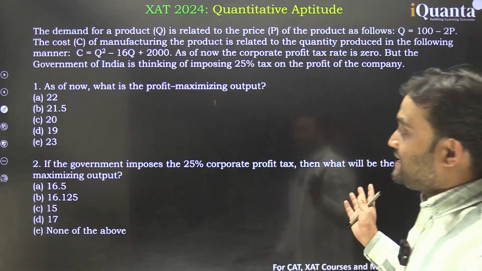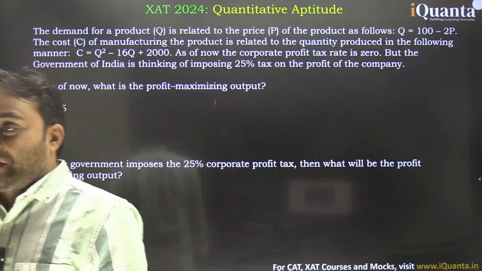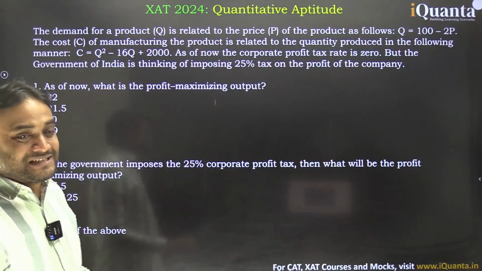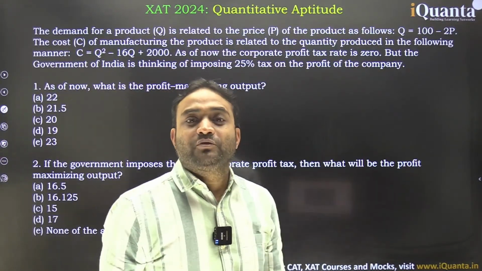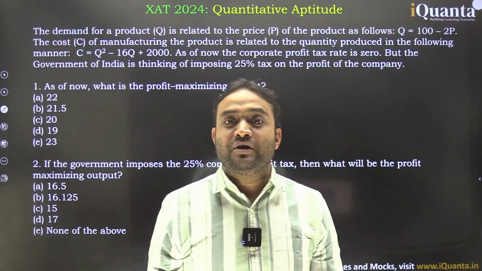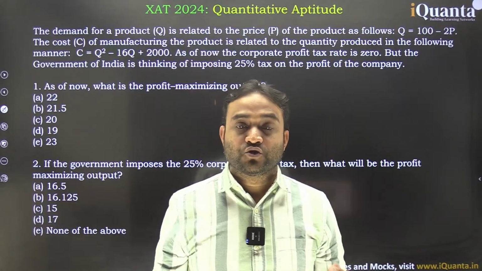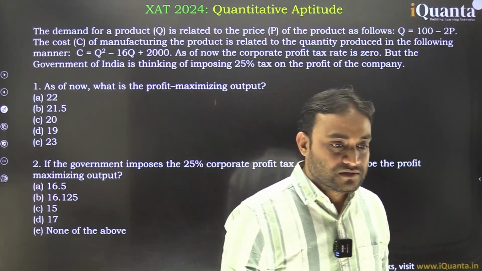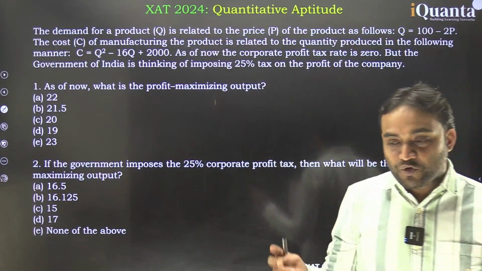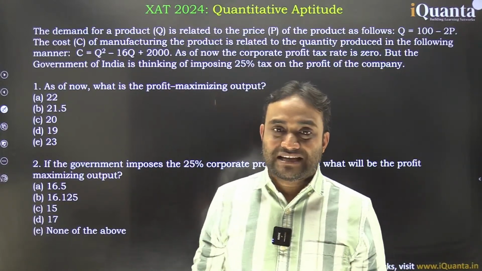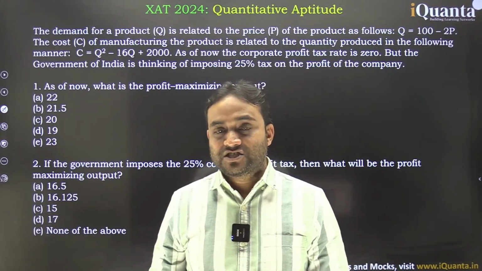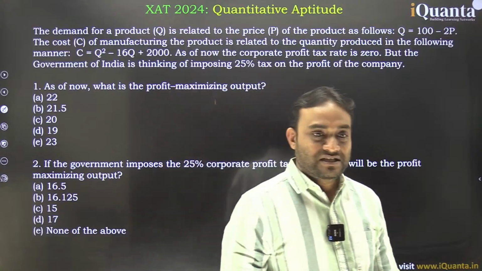Nishant, I have explained it twice. Profit maximizing output means maximum number of products that should be manufactured. Number of products that should be manufactured to maximize profit. That's it. Number of how many products exactly should be manufactured to maximize profit.